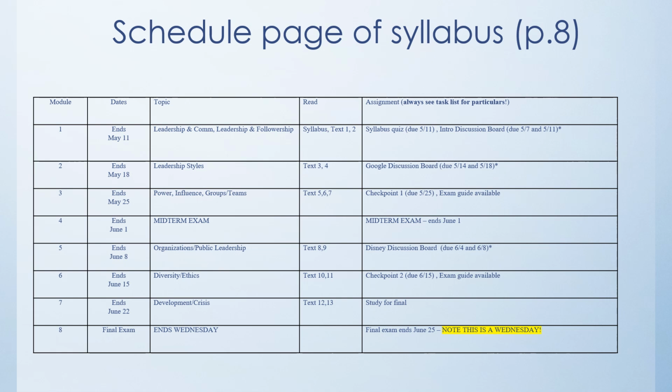I'd like to point out something about the final exam in week 8. It ends on a Wednesday. The Summer 1 session ends on a Wednesday, and the Summer 2 session starts on that Thursday, so there's no break in between there. I've given you as long as I possibly can to complete that final exam, but the Summer 1 term will be over on Wednesday, June 25th.